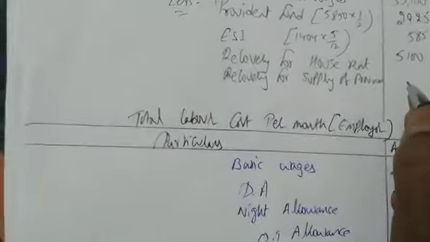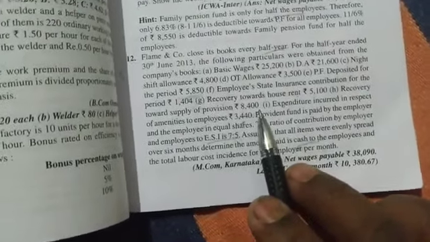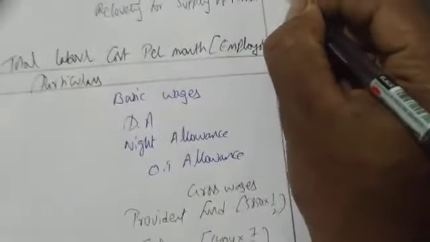Okay, so how much recovery do we have here? 8400 is recovering for provision. We should not write here again, it is a recovery for provisions.